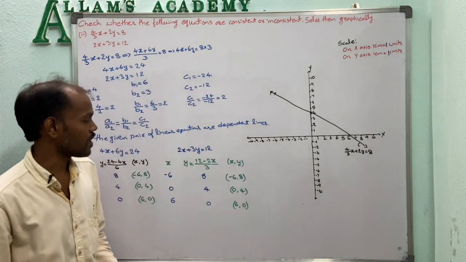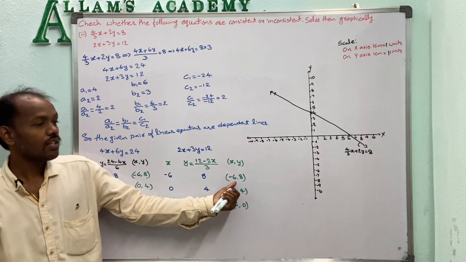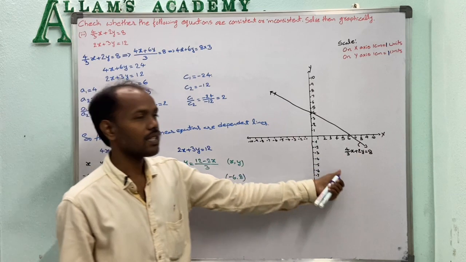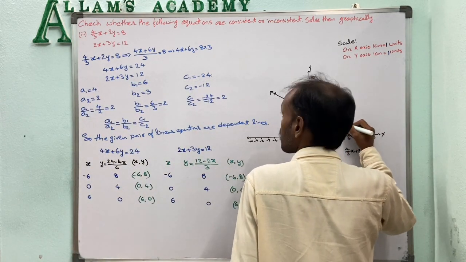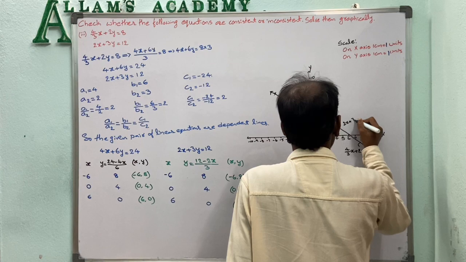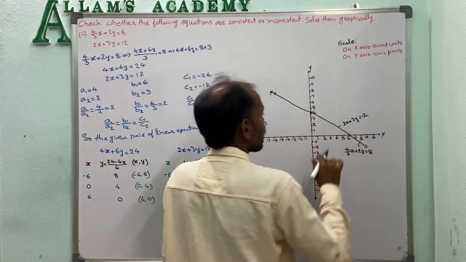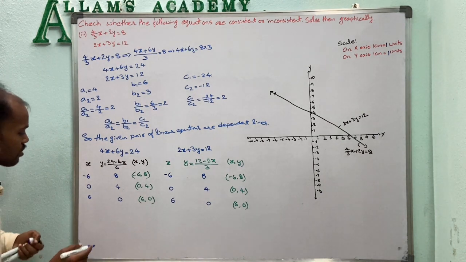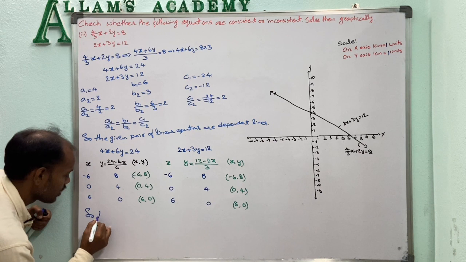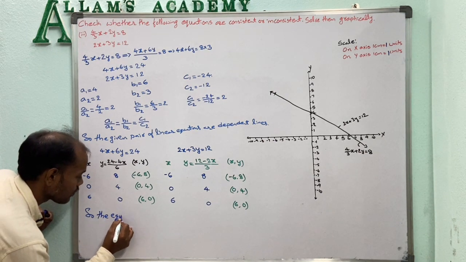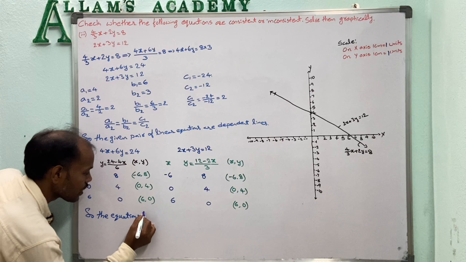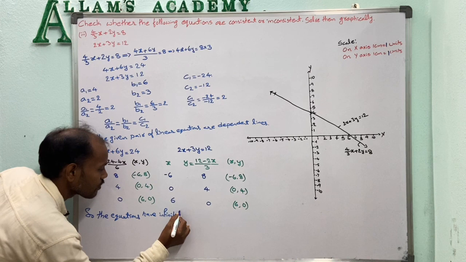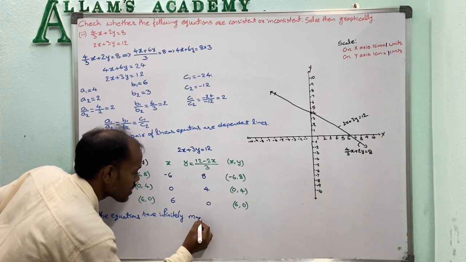For the second equation, if we observe, the same points came: (minus 6, 8), (0, 4), (6, 0), which means it is the same line. So the second equation is 2x + 3y = 12. Both are coincident lines, so they have infinitely many solutions. So the equations have infinitely many solutions.